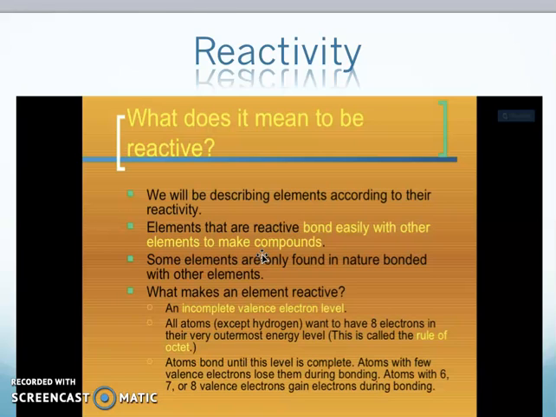Some elements are only found in nature bonded with other elements. What makes an element reactive? Definitely there is a reason behind reactivity. Whenever there is, for example, an element whose outermost shell is complete, or it does not have any positive or negative charge, then there is no need for that atom to bond.